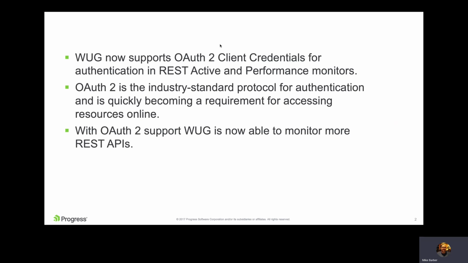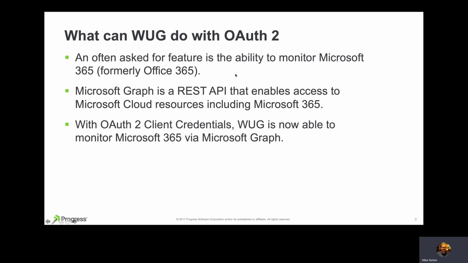WUG now supports OAuth 2 Client Credentials for authentication in REST active and performance monitors. OAuth 2 is the industry standard protocol for authentication and is quickly becoming a requirement for accessing resources online. With OAuth 2 support, WUG is now able to monitor more REST APIs. What can WUG do with OAuth 2?